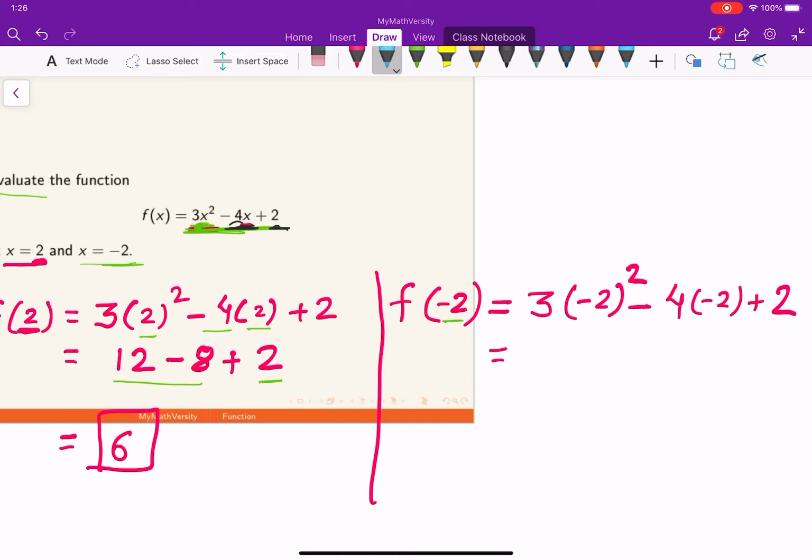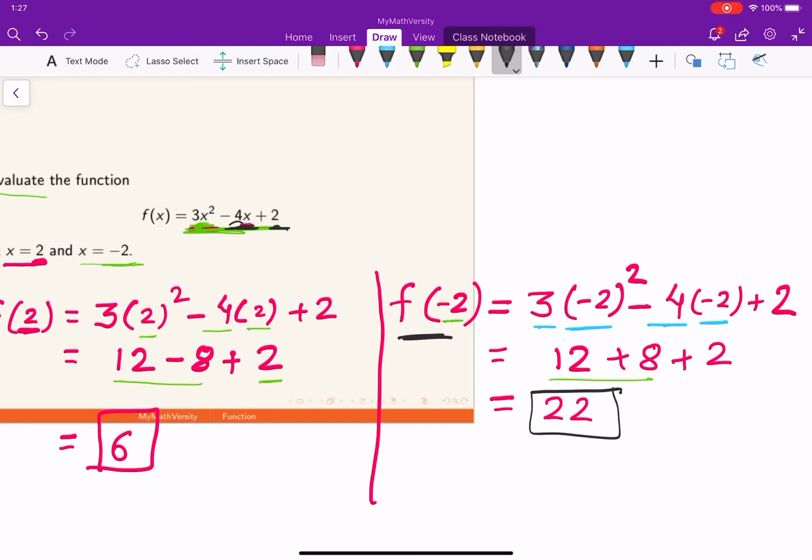Let's simplify the first term. The square of negative 2 will be positive 4, right? Negative 2 times negative 2 will be positive 4. So times 3 will be 12, right? Then we have negative 4 here, negative 2 here, so negative 4 times negative 2 will be positive 8, right? And then plus 2. Now 12 plus 8 is 20, and 20 plus 2 will be 22, which is the value of the function at negative 2, and the earlier result is the value of the function at 2.